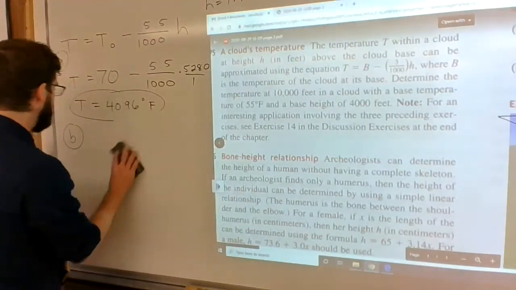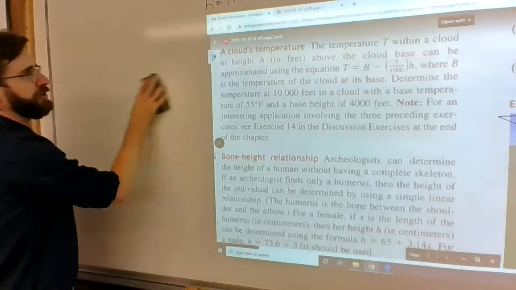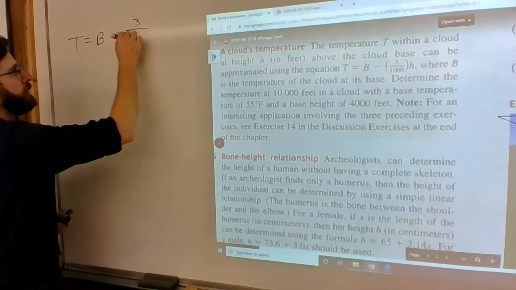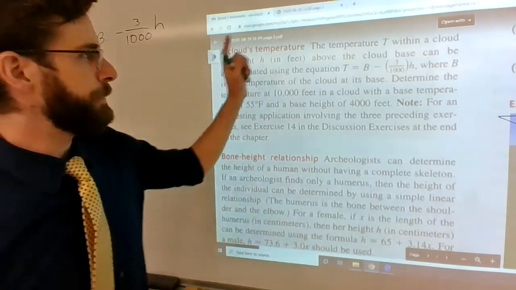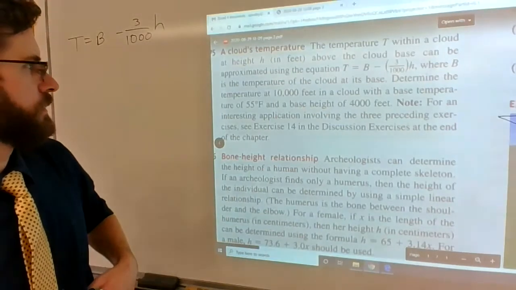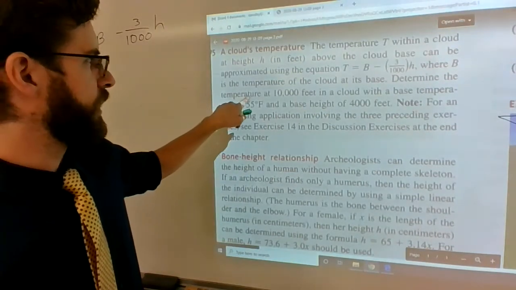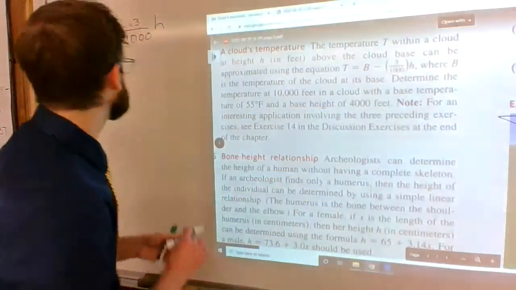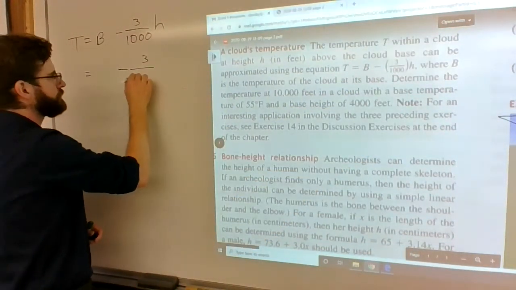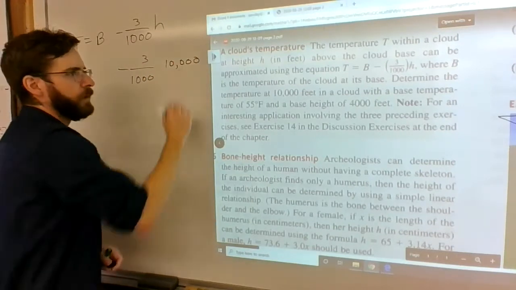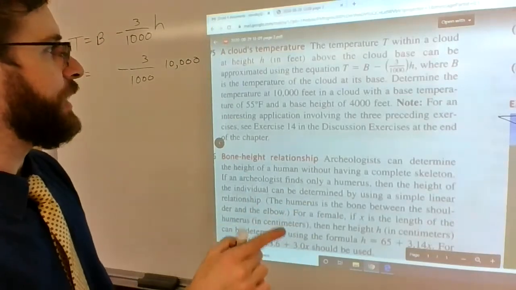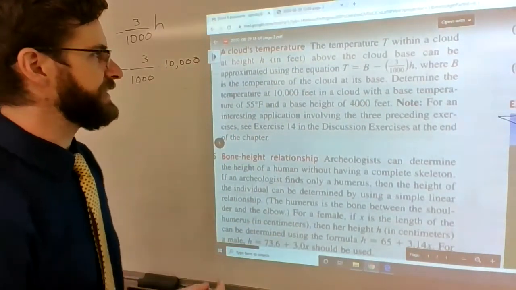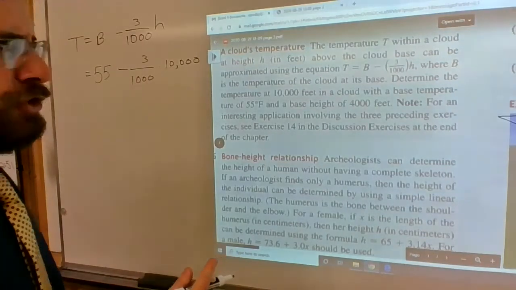So on 75, I think a good starting point would be just to rewrite the equation and try to talk our way through this. So the temperature within a cloud, that's what we're searching for. It's at 10,000 feet in a cloud. So that h is going to be 10,000 feet. The b represents the temperature of the cloud at its base. Base temperature, 55 degrees. And a base height, oh boy. I have two height values.